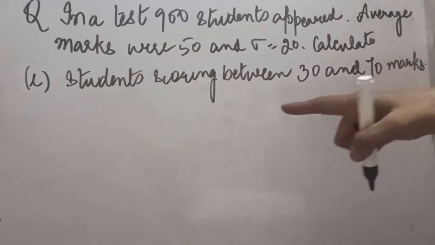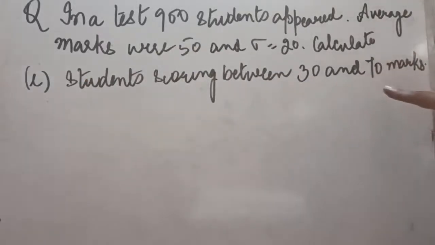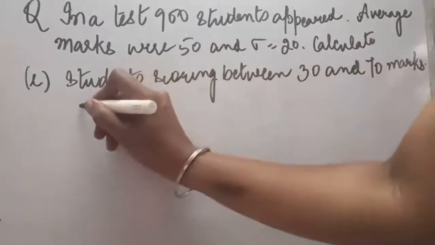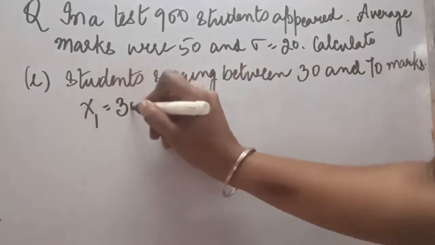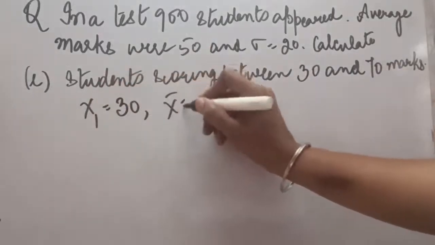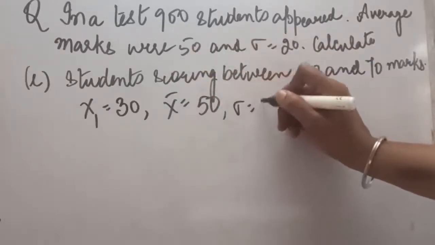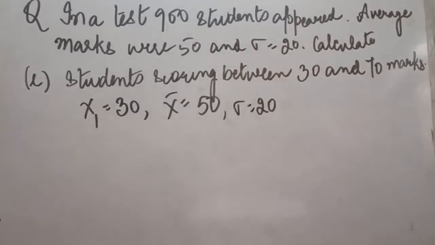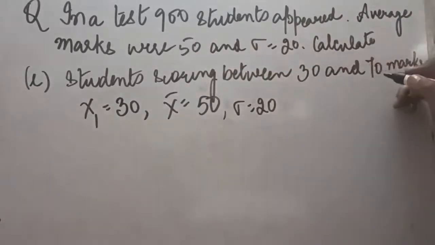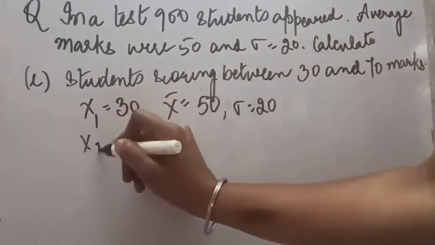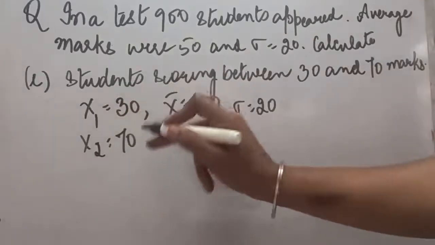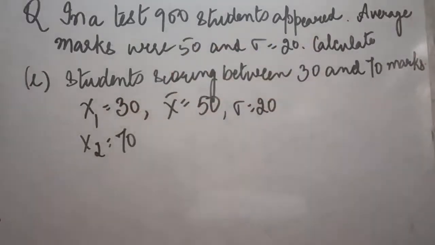So now as we can see that this is x1 and this is x2. So in the first case x1 is 30, mean is given in the question, that is 50, and standard deviation is also given in the question, that is 20. And then in the second point again we will have x2 will be 70. Now we have to calculate the students who scored marks between 30 and 70.